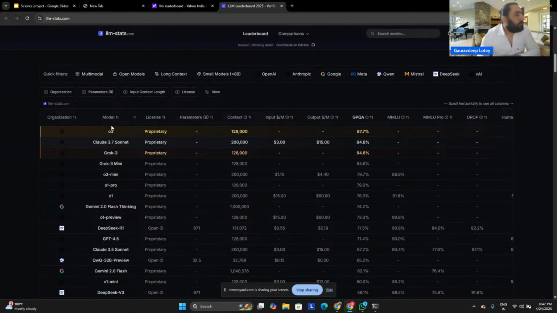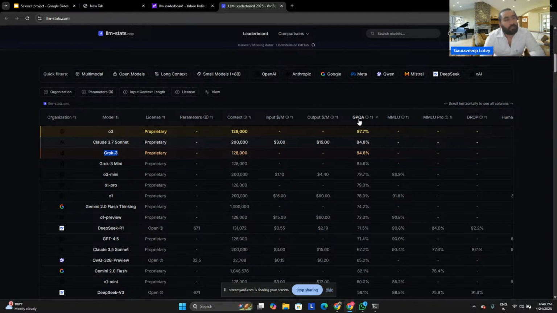Okay, so when you see license is proprietary, it means they are closed models. Open means it is open source. You can completely take rights over it. So O3, which is again an OpenAI product, and Claude Sonnet and Grok 3 are the top three leading competitors.